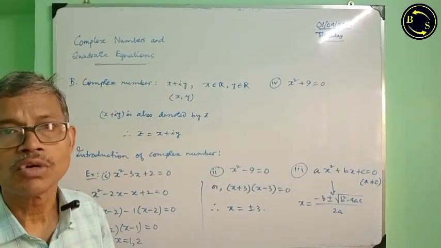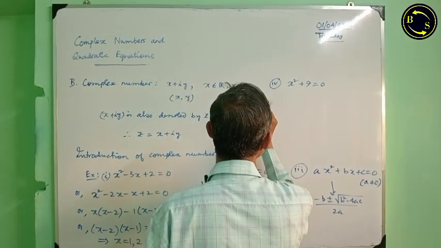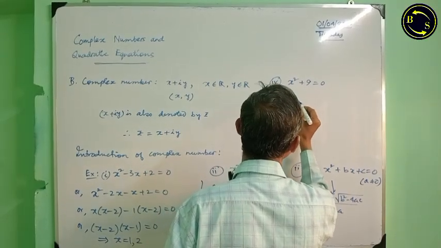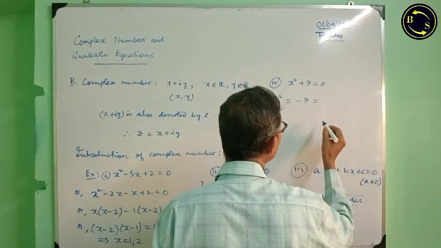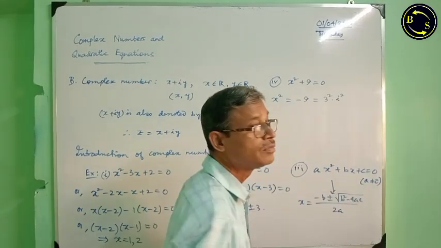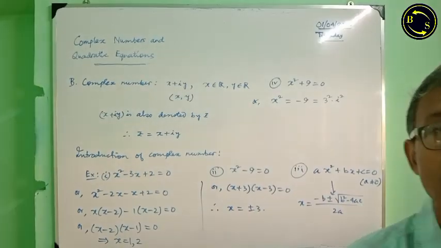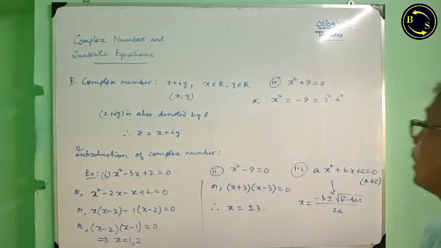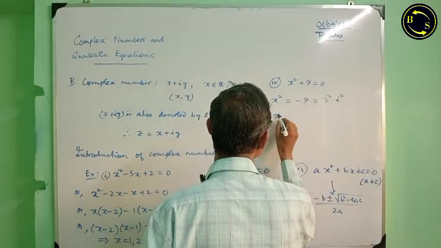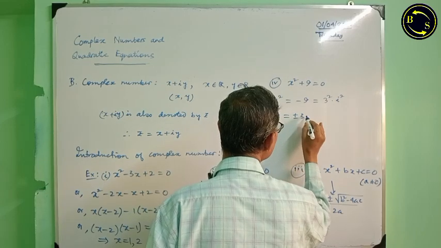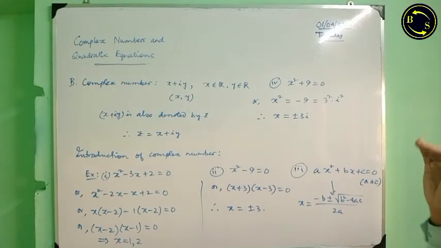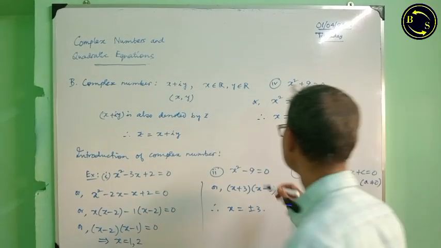x square plus 9 is equal to 0. Now from that we can write, using this concept, x square is equal to minus 9. That means 3 square into i square. As we have already defined, minus 1 is equal to i square, so I can write x square equal to this. From that, x equal to plus minus 3i. Thus, in such an example. I also take another example.